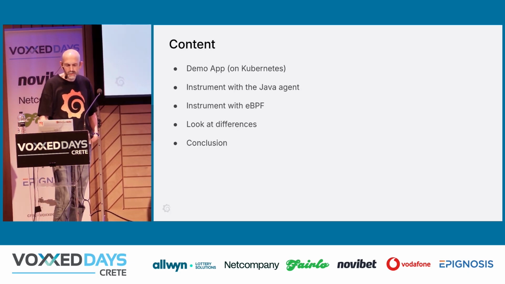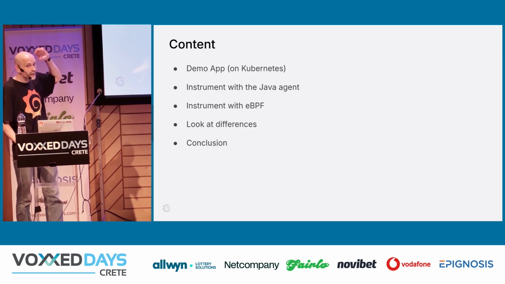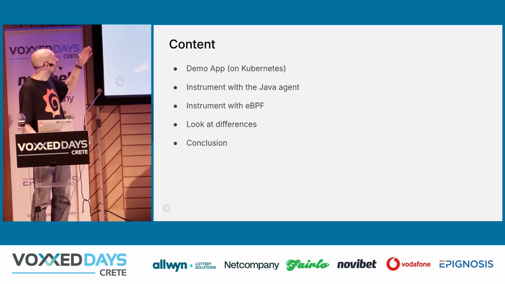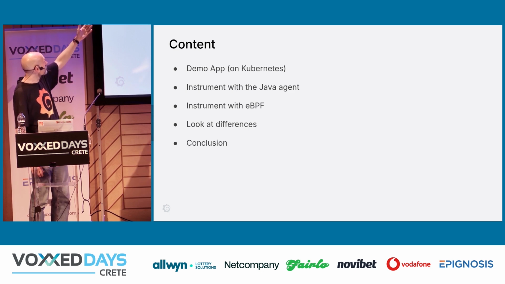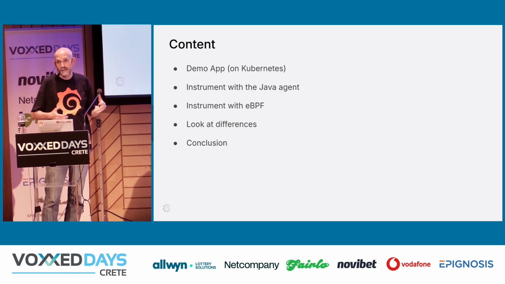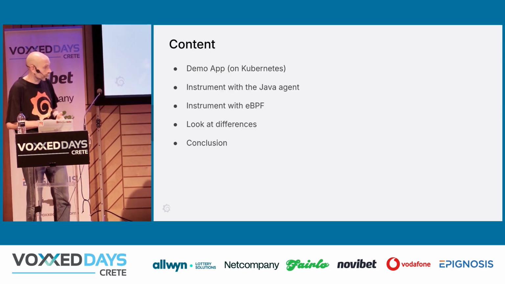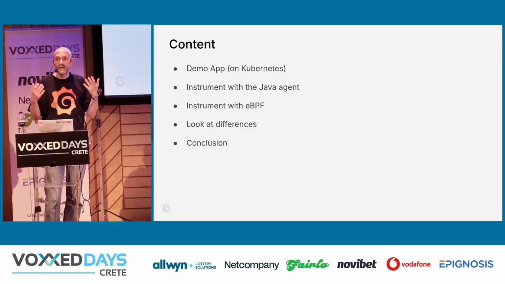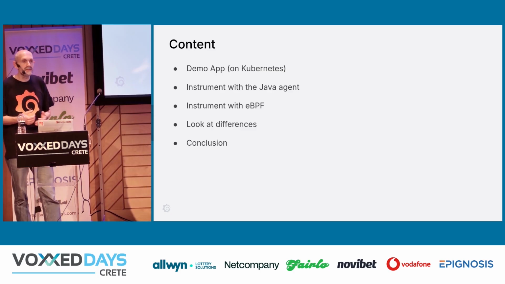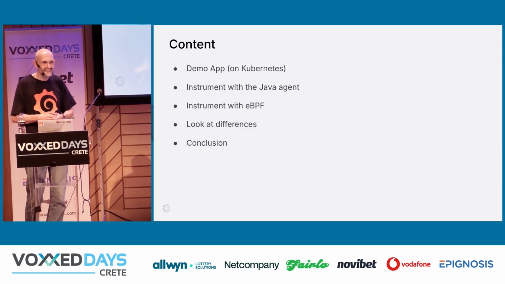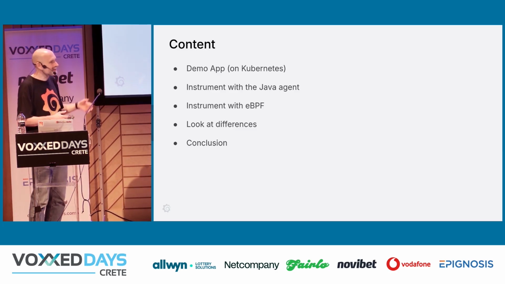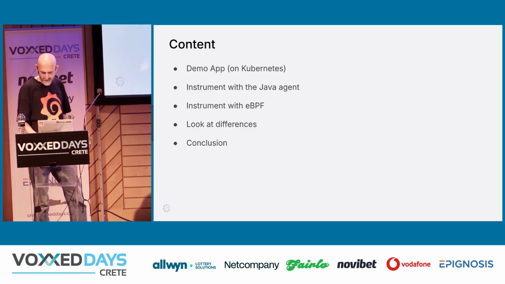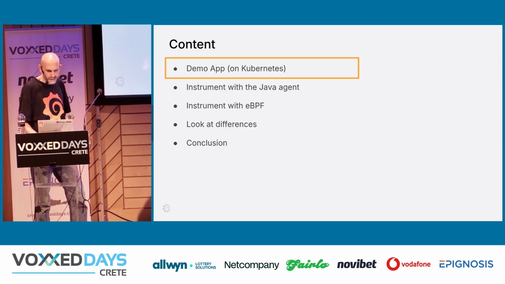So what are we going to do in this talk? I'm going to show you a quick demo application on Kubernetes, and we're going to instrument it. First, I'm going to give you a quick introduction how Java agents work and how to instrument stuff with Java agents. Then I'm going to give you a quick introduction to eBPF, and then we will walk through some differences that are hopefully a bit unexpected and interesting. And then, of course, we come to a conclusion. So what should I do now? What should I use? And so forth. Okay? But let's start with this demo.